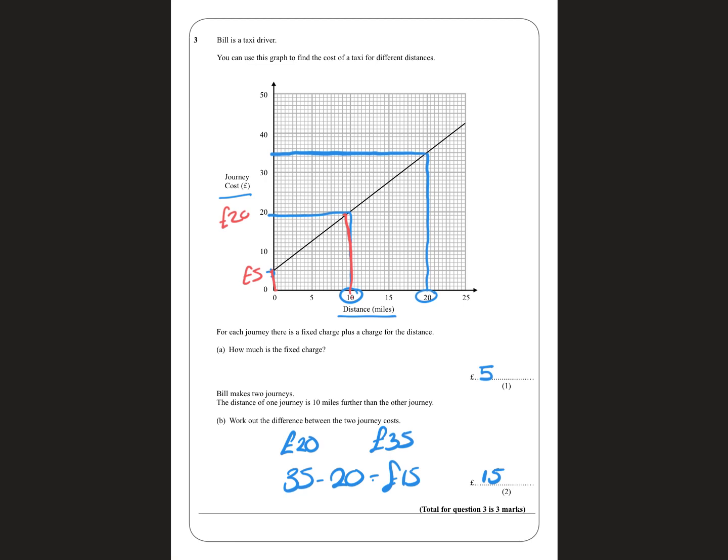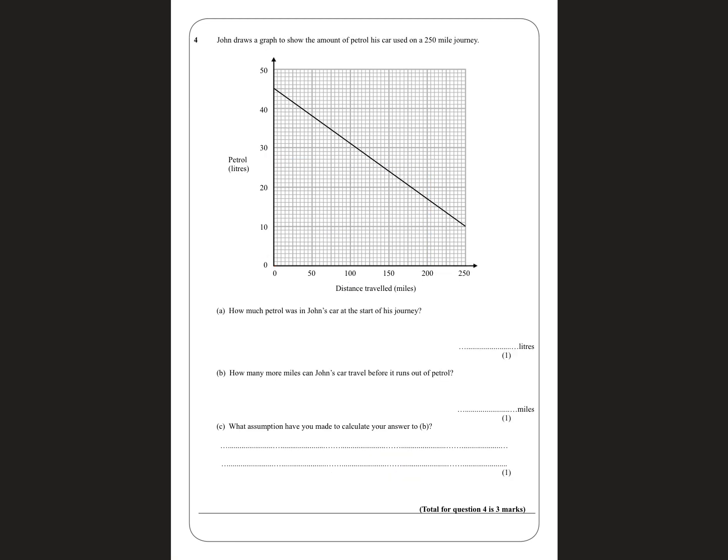So regardless of which 2 distances you take, you're still going to get a difference of £15. Okay, let's look at another graph here with a straight line. John draws a graph to show the amount of petrol his car used on a 250-mile journey. And then we go down here and it says how much petrol was in John's car at the start of his journey. So at the start of his journey, he would have travelled a distance of 0 miles.